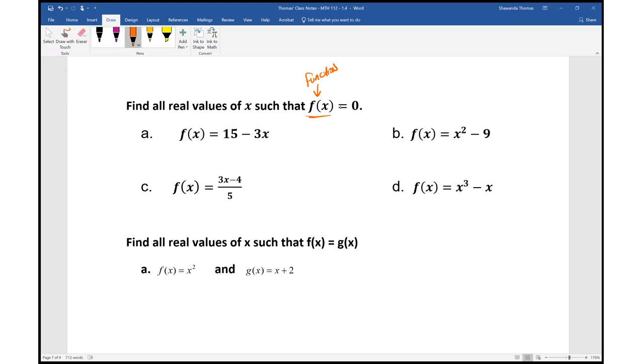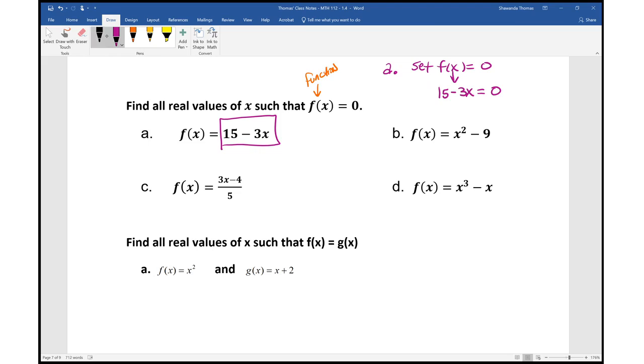This does not mean set x to equal 0, because obviously if you read the instructions, it's saying that we have to determine what x is. It did not give us what x is. We have to do a little work for that. All right, so if we look at A, right? If we are to set f of x to equal 0, then we are setting the function in A to equal 0, which is 15 minus 3x equals 0. See that? We are setting the function to equal 0.